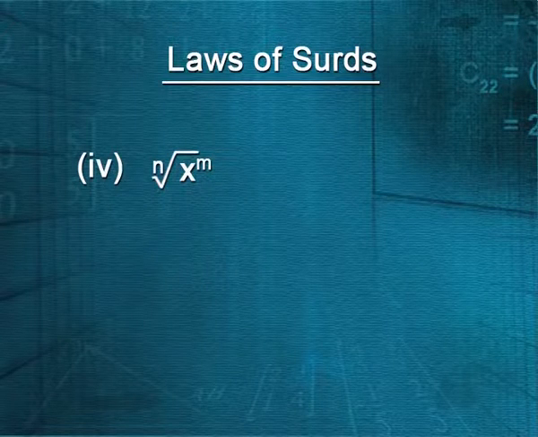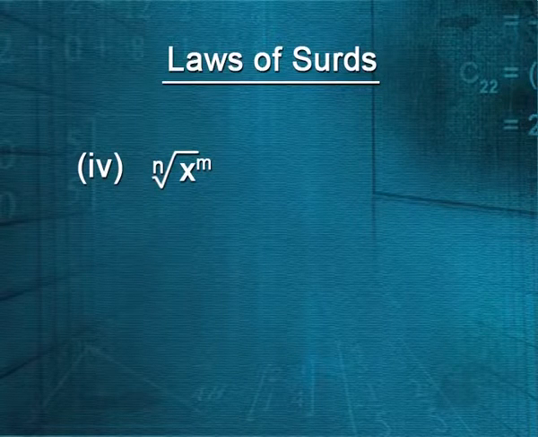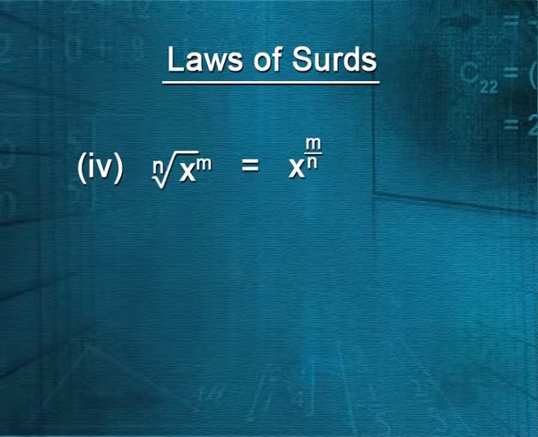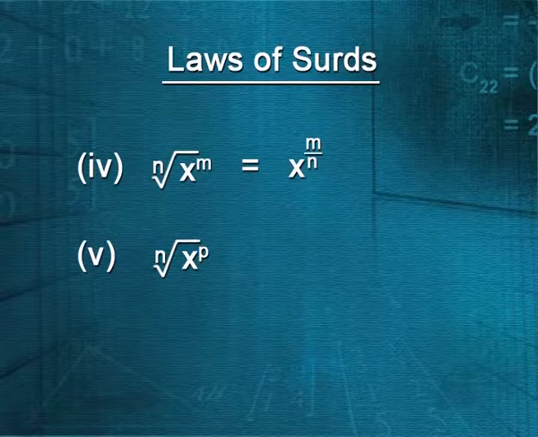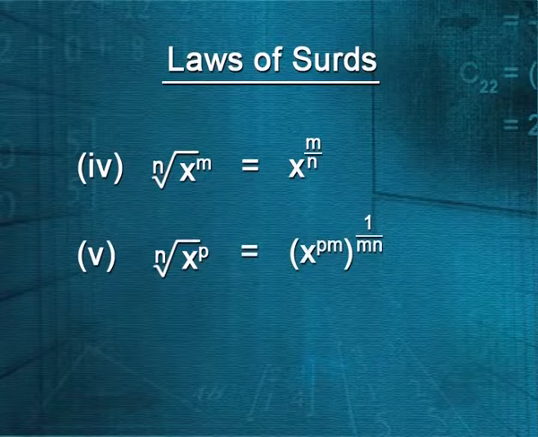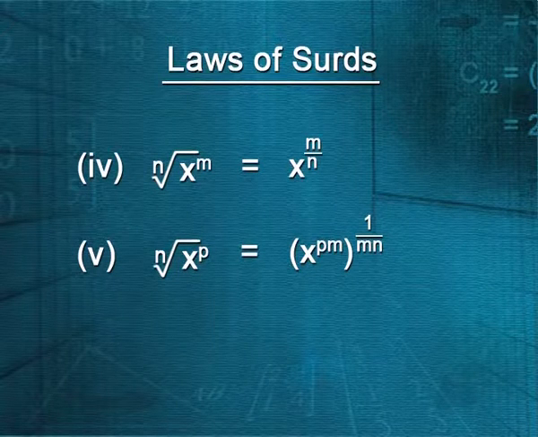Fourth law says nth root of x to the power m is equal to x to the power m upon n. And the fifth law says nth root of x to the power p is equal to x to the power pm whole to the power 1 upon mn.